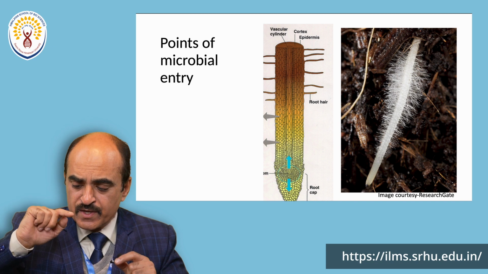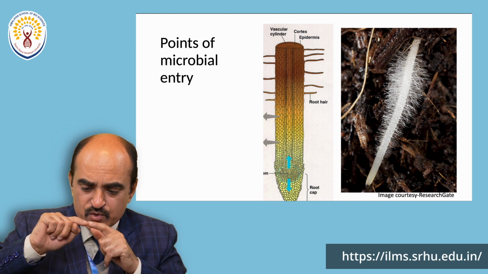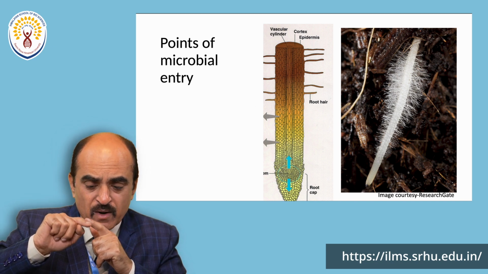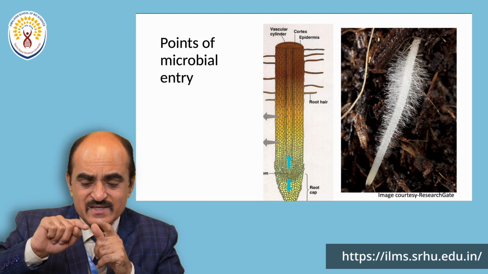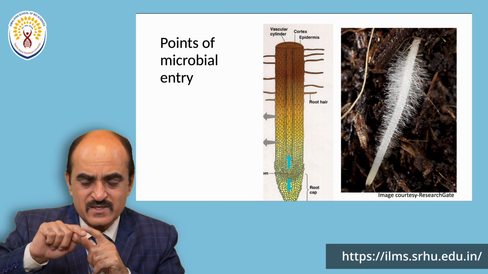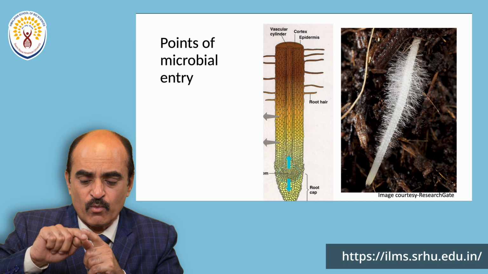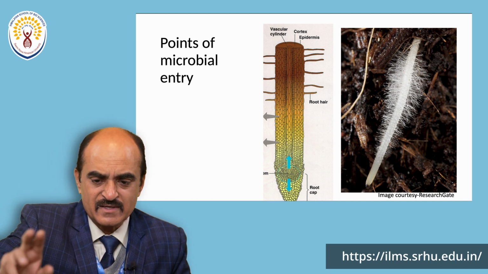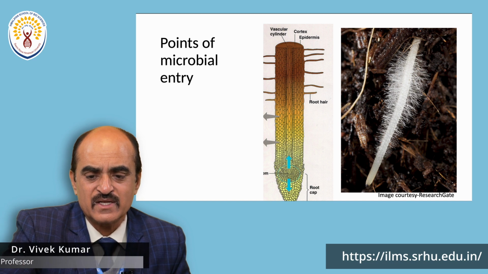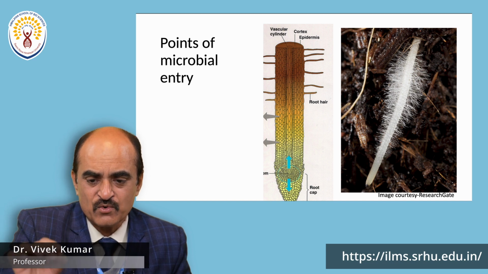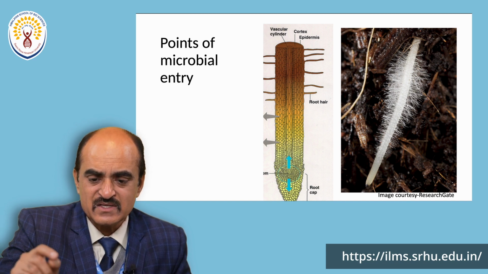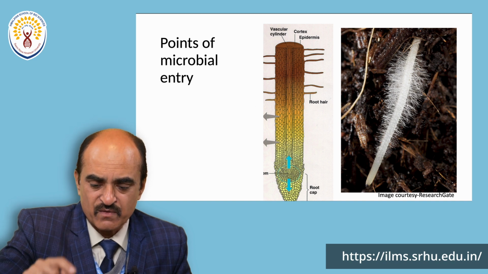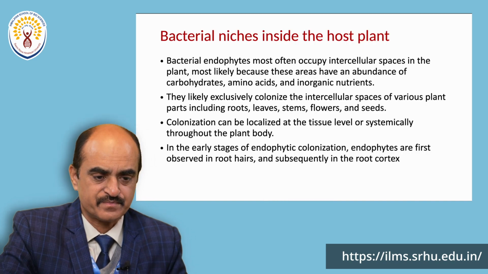And when the root hair emerges and moves in the soil, because of the abrasion by soil particles, its surface is scratched. So, when the surface is scratched, it makes an opening. Through this opening, the microorganism makes an entry. The right hand side picture clearly shows that these fine root hairs, when they are emerging, are the main points of entry of the endophyte.